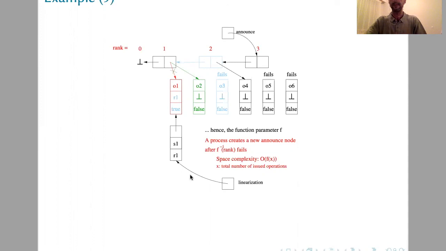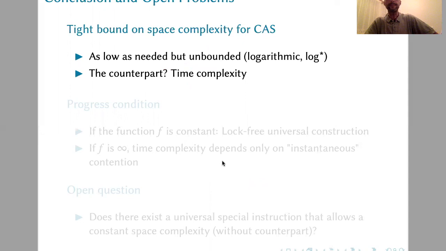And we have f minus one rank fails before a creation. And the function f gives directly its space complexity, where x is the total number of issued operations. The only constraint on f is that it should be unbounded with x. To conclude, this paper proves that there's a tight bound on space complexity of consensus set algorithms. This complexity can be as low as needed, but needs to be unbounded.